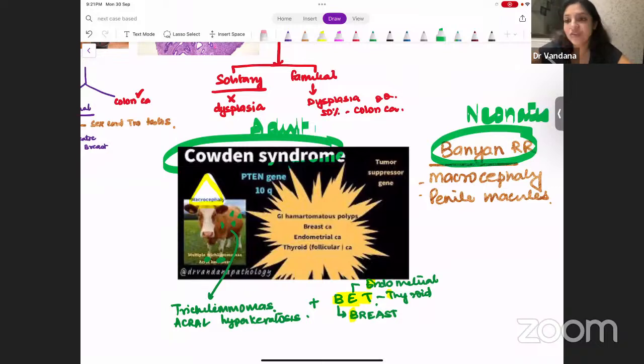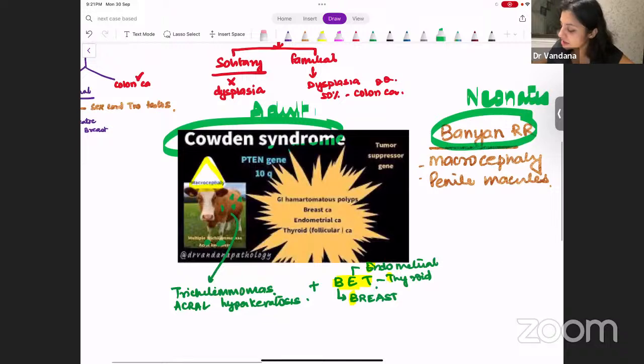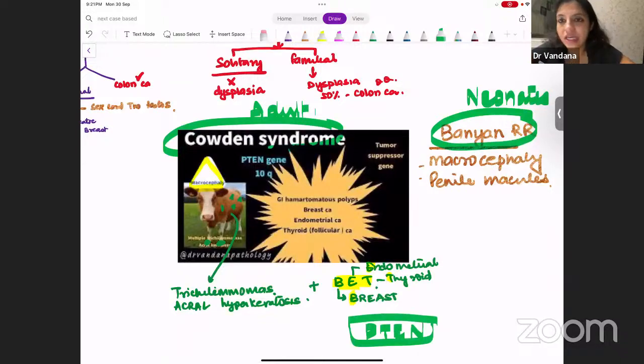And both of them have which mutation? Remember, it is PTEN, which is present on 10q. It will not be on the p arm because PTEN is on 10q. So that is what you have to remember here. So that's your Cowden syndrome, which everybody should be very, very clear about.